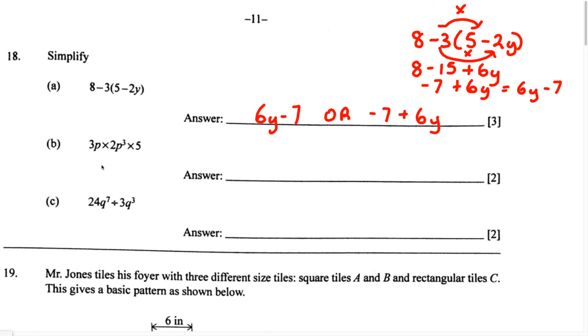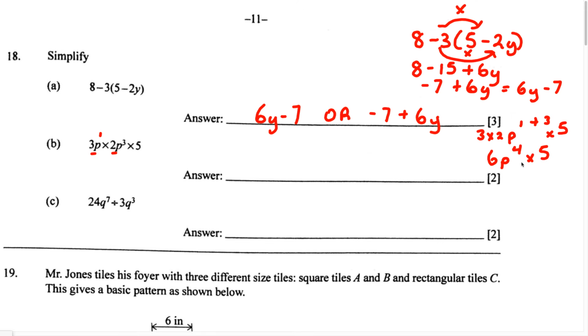Okay, now we can see we have the same variable. So we're just going to multiply. We can say 3 multiplied by 2. Then we're going to write back the variable, which is p. And we know the exponent for the first term is going to be to the power of 1, because we know anytime a variable does not show an exponent, it always has the exponent of 1. So we're going to say p, 1 plus 3. And this is all going to be multiplied by 5. So we have 6p, 1 plus 3 is going to give us 4, multiplied by 5.